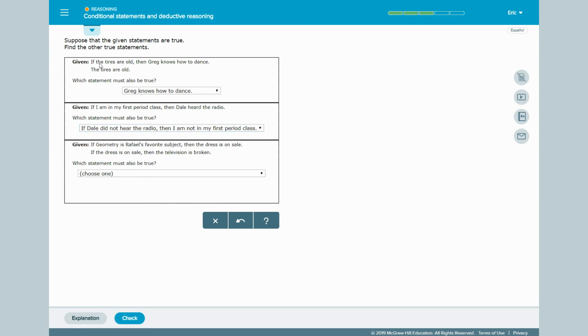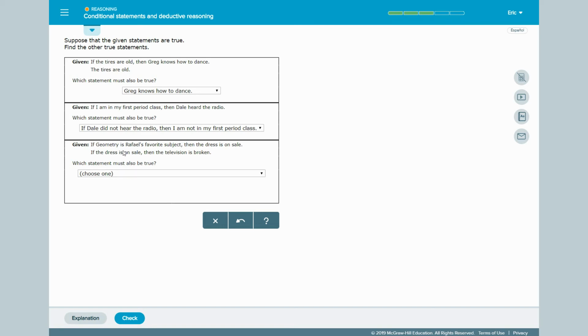Notice how if they give you a statement and then they give you the first part of the statement, your answer will just be the Q, or the second part of the statement. If they just give you one statement, your answer is the opposite of the second part, then the opposite of the first part, which again we call the contrapositive.